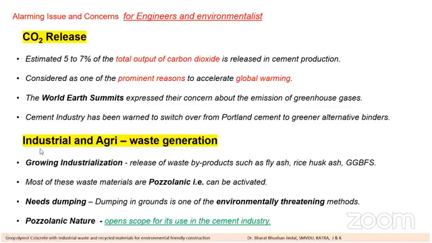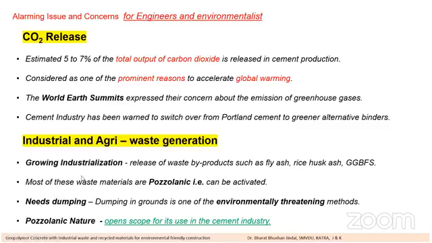Now, when we talk about industrial as well as agricultural waste, huge industry is growing day by day, as well as the agriculture industry, and they are consistently producing waste. Growing industrialization, as we have mentioned, releases waste byproducts such as fly ash, rice husk ash, and GGBFS. A few years back, fly ash was considered a waste material, but nowadays we don't call it a waste material because it is consumed in cement manufacturing as well as in other building materials. Now it is costly. We have to pay for the fly ash.